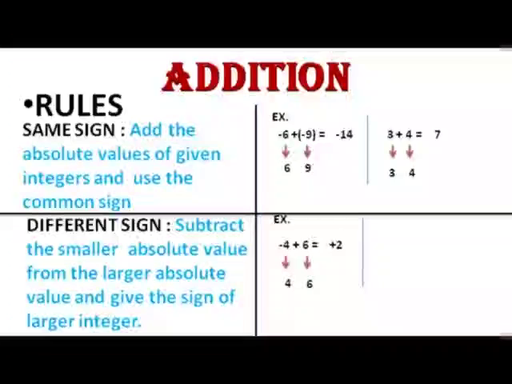Let us take one more example. -8 plus 2. The absolute values are 8 and 2 respectively. Therefore, 8 minus 2 is 6 and the sign of the answer will be minus, as the larger number has a negative sign. Therefore, the answer is -6. Now, we know how to add the integers. Let us practice some more examples.